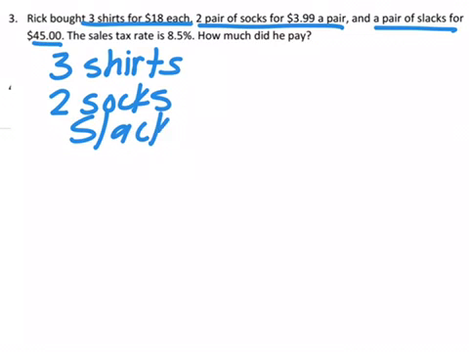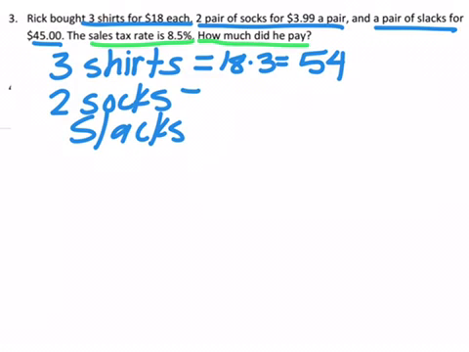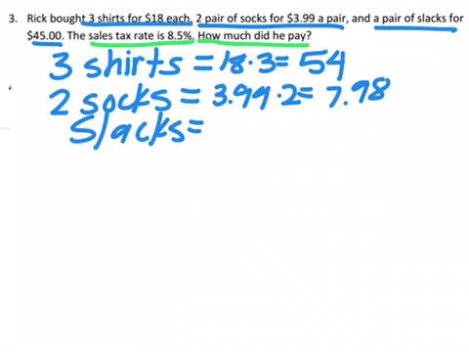So we need to know how much all of that is. Then the sales tax rate is 8.5%. We need to know how much did he pay completely. So when we have 3 shirts, if they're at $18 a piece, we just have to do 18 times 3. That is 54. His 2 socks, if one is $3.99, well, we need to buy 2, so you do $3.99 times 2, we get $7.98. And then you have that one pair of slacks for $45. Now what we have to do is figure out how much he's buying in clothing completely. So you have to add up all of those numbers.